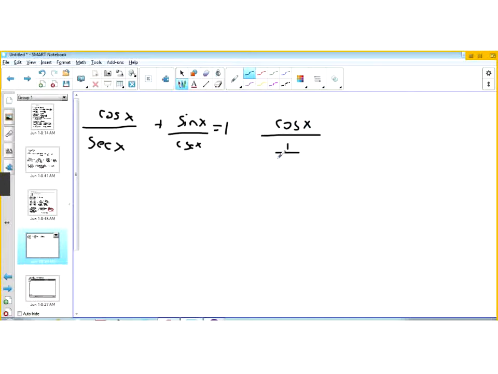So we have cosine x divided by 1 over cosine x plus sine x over 1 over sine x, and so that's equal to cosine squared x plus sine squared x after you do the division, and that's equal to 1. Okay.